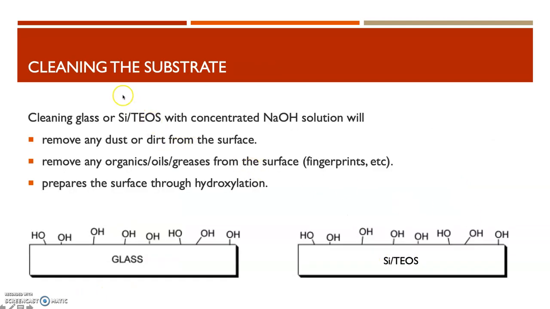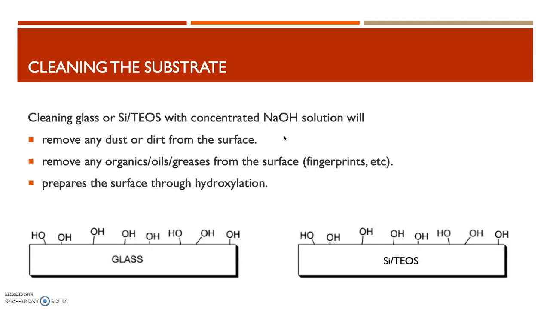Now, when we clean the substrate, we clean the glass or the silicon TEOS with concentrated sodium hydroxide solution, and that has multiple purposes. So the first purpose is to remove any dust or dirt from the surface. Also to remove any organics, oils, greases, etc. From people touching it, from fingerprints, etc. Or from the manufacturing process.